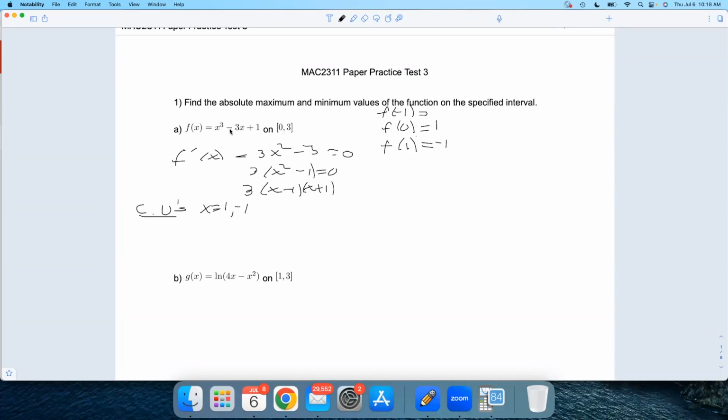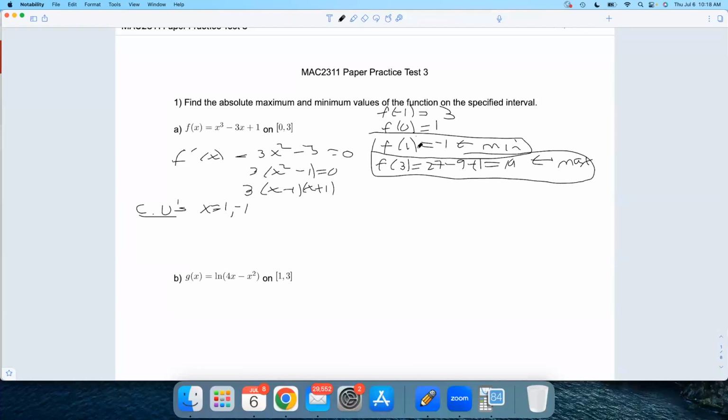Let's see, that's going to be negative 1 plus 3 plus 1. With that, 1 and negative 1 will cancel out. I think we get 3. Definitely check my arithmetic here. And then F of 3 is going to be 27 minus 9 plus 1, which is 19, I think. Okay, so there's my global or absolute min, and there's my global or absolute max. So we'll circle those.